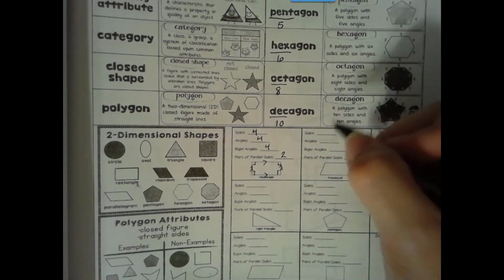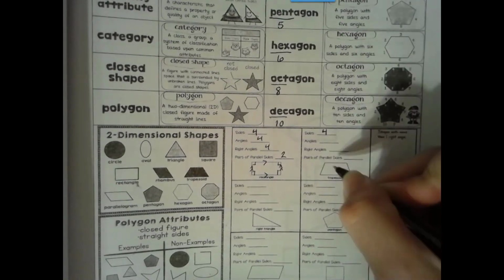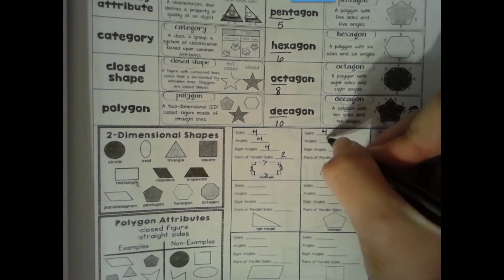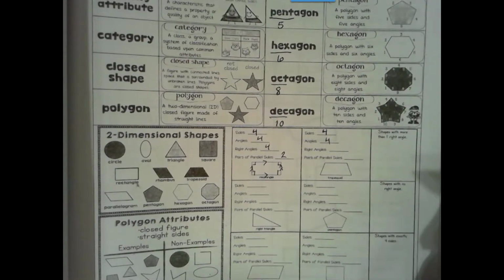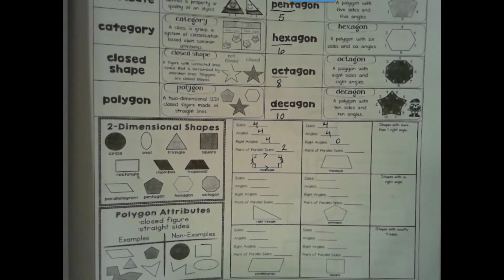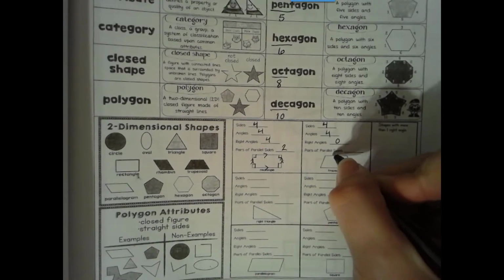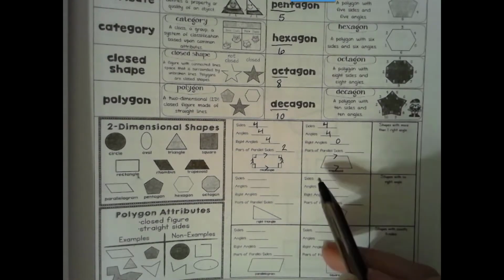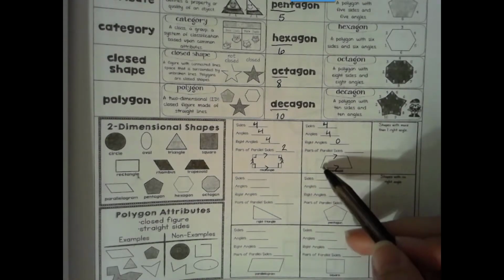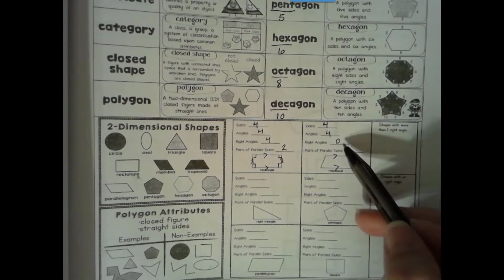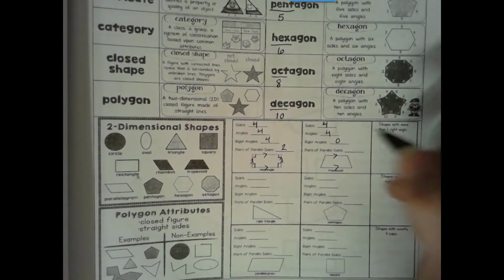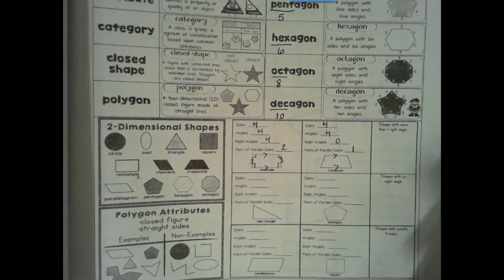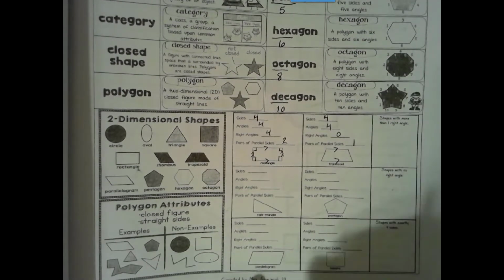Here we have a trapezoid. It has 4 sides. It has 4 angles. This one has 0 right angles, but some trapezoids can have a right angle. Pair of parallel sides, well, these 2 sides are parallel. If I extend them out, they will not cross. But these 2 sides, if I extend them out, will cross. They will intersect. So we only have 1 pair of parallel sides.